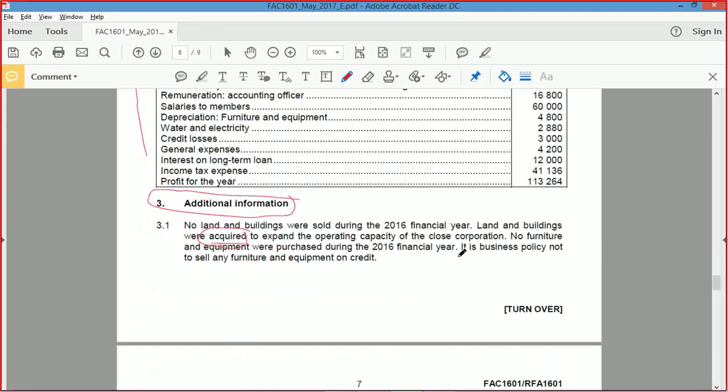The question also said that no furniture and equipment were purchased during the year. It is business policy not to sell any furniture and equipment on credit. So if you don't sell furniture and equipment on credit, how else can you sell furniture and equipment?